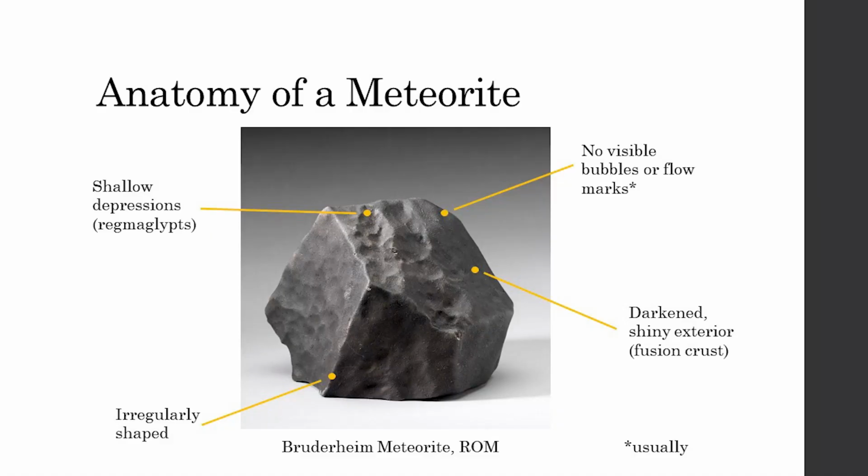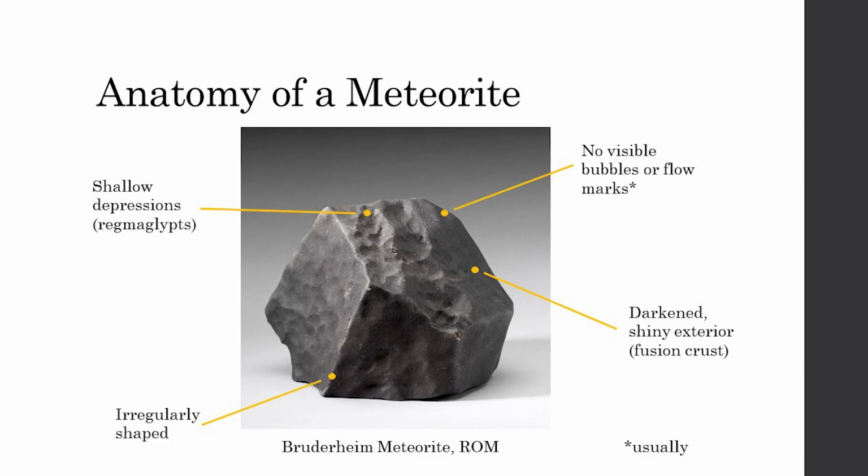And the things that we're looking for, some major features, is that we want it to have no visible bubbles or flow marks, usually. So these are the examples that this would have been an object that cooled very quickly. Objects in space would have cooled very slowly over long periods of time. So if they have these examples, it's more likely that it formed on Earth.